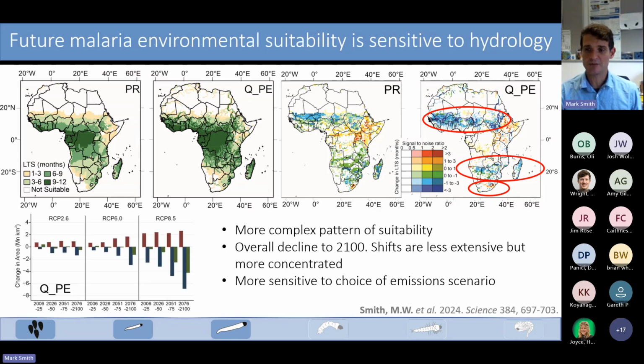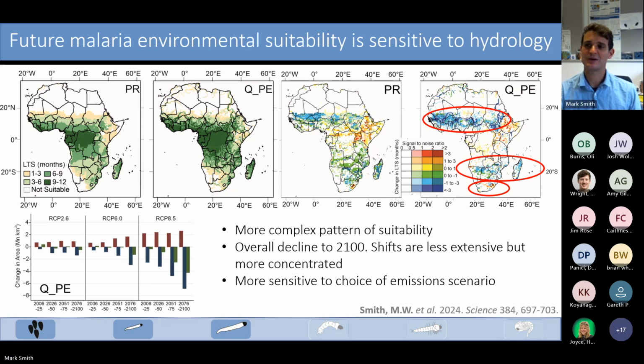Now, also important is the sensitivity of that shift to the choice of emissions scenario. In the bottom left here, this graph looks at the areas that are increasing suitability, decreasing suitability, and the net. So red increasing, blue decreasing, and then the green represents the net change. We can see again it's the high emissions scenarios that show the biggest swings, both in increasing areas and decreasing areas. So these are things to consider.